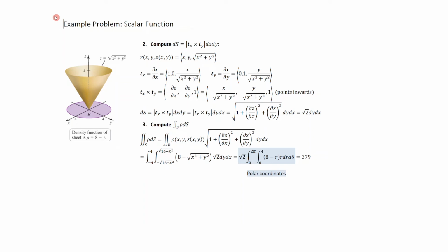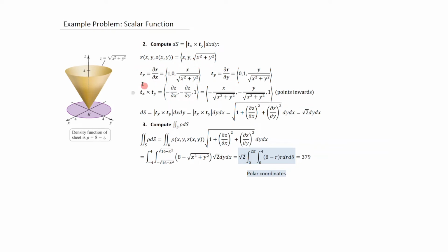The second step of the calculation process is to compute the magnitude of the differential area ds, which by definition will be the magnitude of tx cross ty dx dy. So let's look at the individual calculation steps here. First of all, the position vector, which maps out the surface of this cone, would be just x, y, and z, of course, where a function of x, y would be the equation of this cone, which is shown here to be the square root of x squared plus y squared. And so there it appears as a z in this tuple.